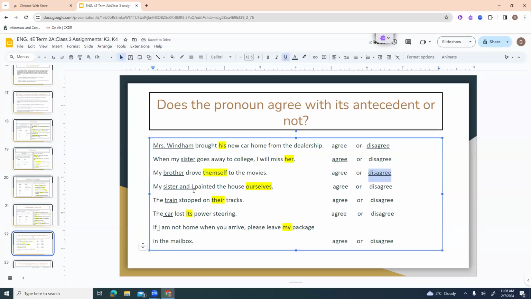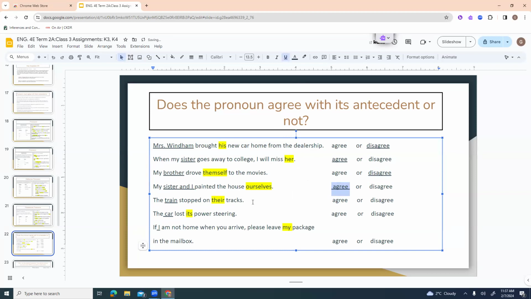My sister and I painted the house ourselves. Does ourselves match my sister and I? Yes, because this is a plural noun because I'm using two people, right? Each noun is singular by itself, but I'm talking about them together. So I use the plural pronoun. So that one agrees.